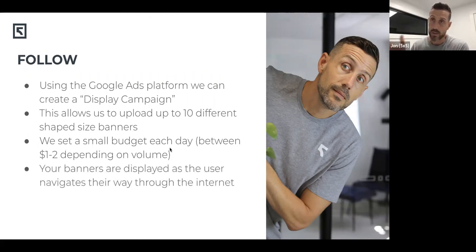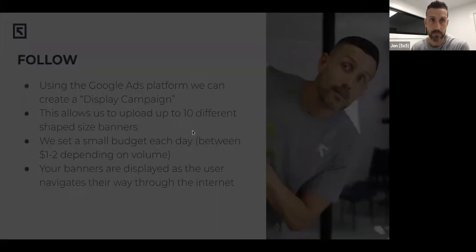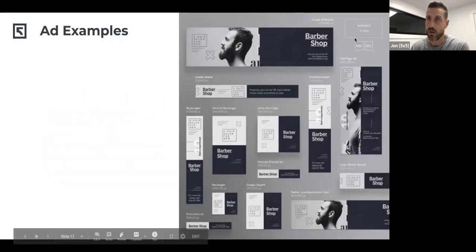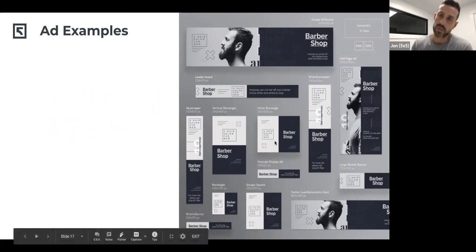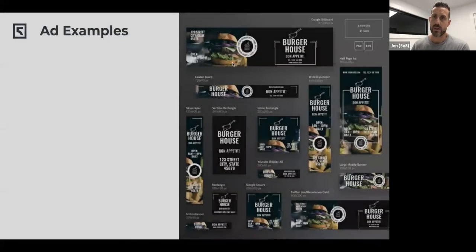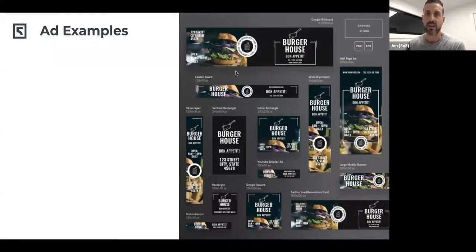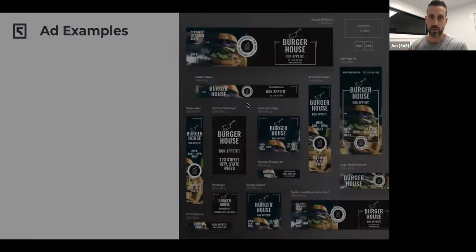And then, as I showed you on the Brisbane Times website, the banners display as the user navigates through the internet. Here's some examples of the different banners that are displayed. So you get long sort of horizontal ones, skinny horizontal ones. They call these skyscrapers. You get square ones, all the different shapes and sizes. This is another one for a burger joint, making me hungry. If you just want these to be on brand, they should be consistent with the look and the feel of your website. So there's a continuous sort of branding experience across all the different platforms.